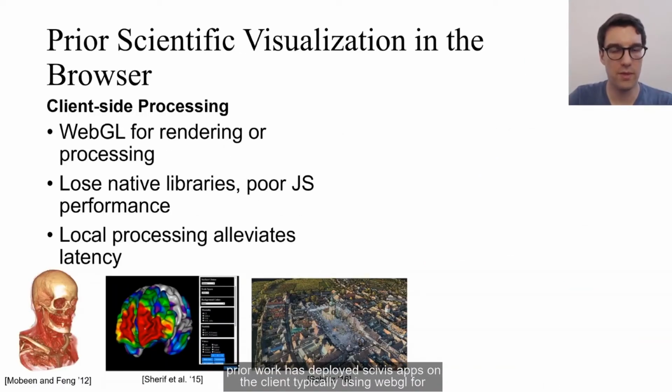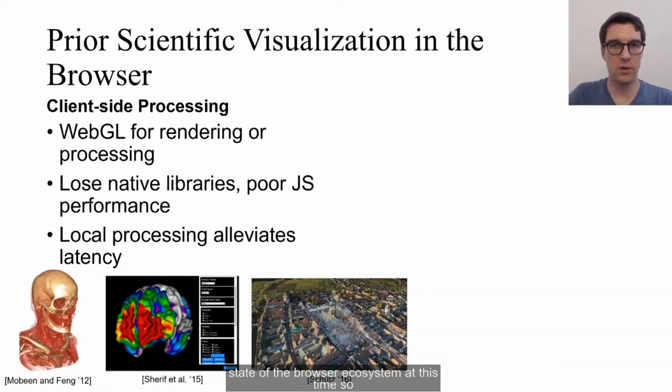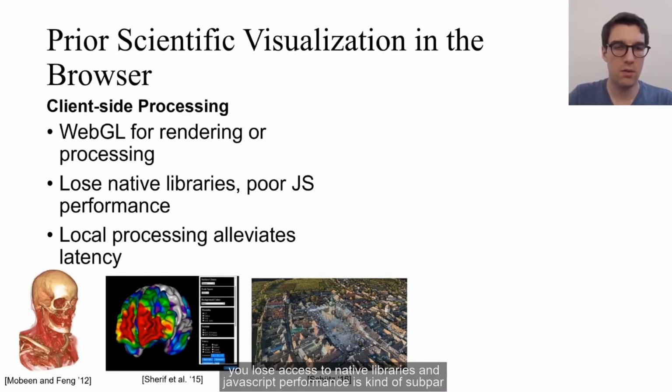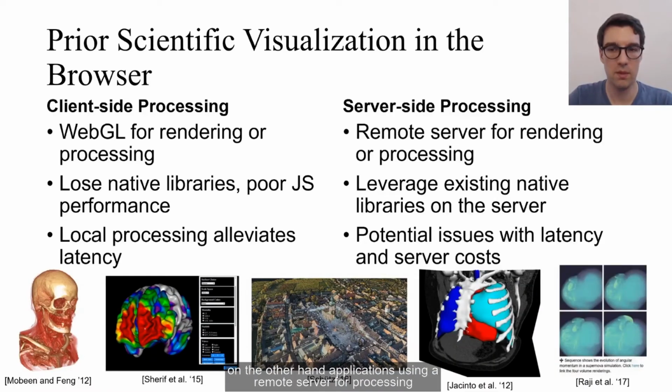Prior work has deployed VIS apps on the client, typically using WebGL for rendering or processing, but these are somewhat limited by the state of the browser ecosystem at this time. You lose access to native libraries, and JavaScript performance is subpar, but the local processing alleviates latency to the user. On the other hand, applications using a remote server can deliver powerful computation, since you have access to pretty much arbitrary compute on the back end, and you can leverage the existing native libraries you're familiar with, but there can be costs with latency and server costs.